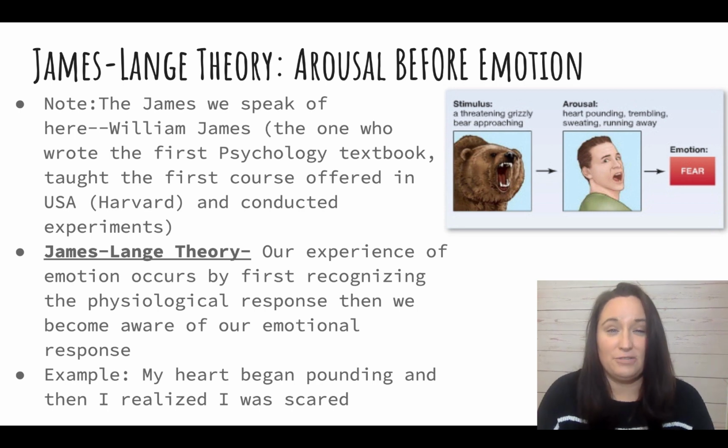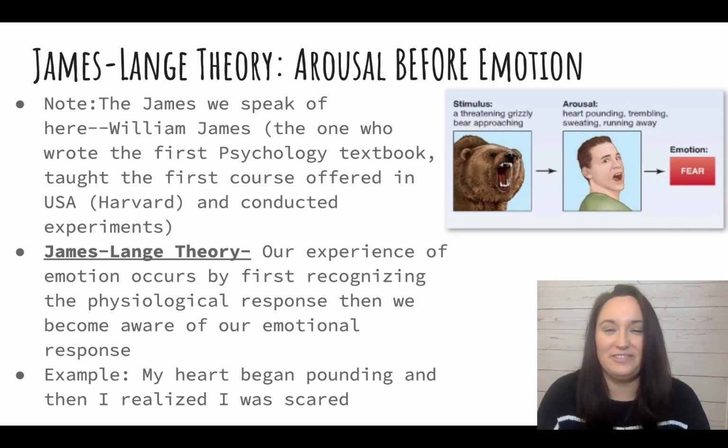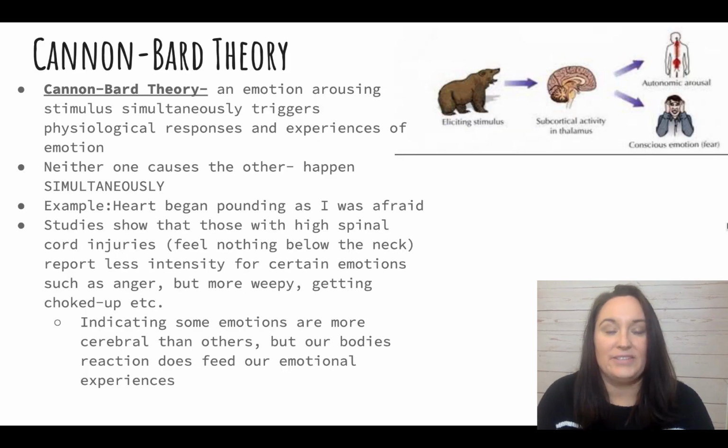So my trick to remembering this is, and these aren't the most amazing memory guides, but this is just what's worked for me, that J comes before L. So arousal, A, comes before E, emotion. So alphabetically, arousal before emotion, J before L. Okay, so next up is the Cannon-Bard theory.